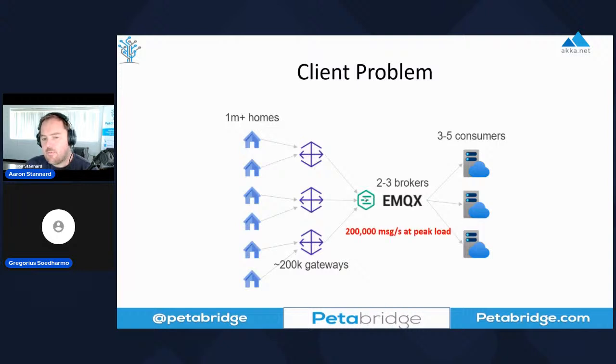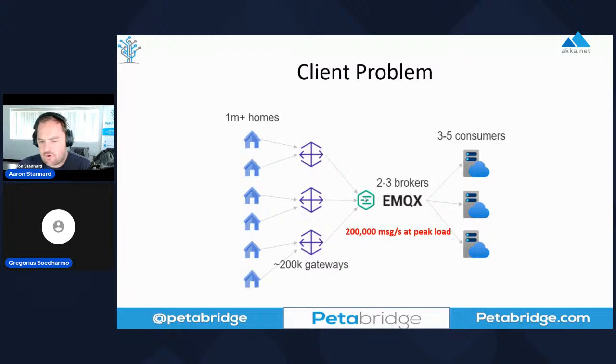But the requirement that we were given by a customer that was interested in trying to build a meter data management solution was that for capacity planning purposes, they had to account for the worst case scenario in terms of peak load, which is every gateway all reporting their meter readings from their respective homes all at once. So 200,000 meters, 200,000 gateways, each one connected to, let's say, 5 to 6 homes, all reporting in with a meter reading at the exact same 15-minute interval.